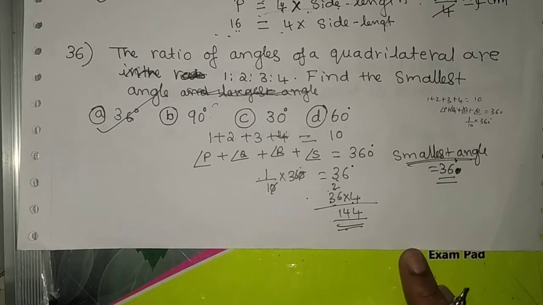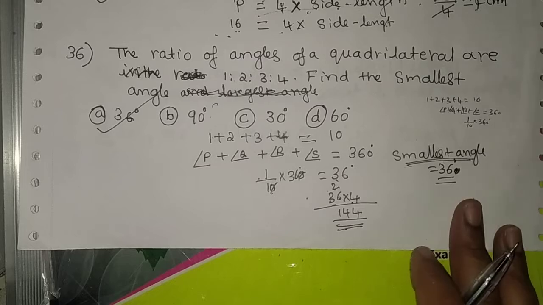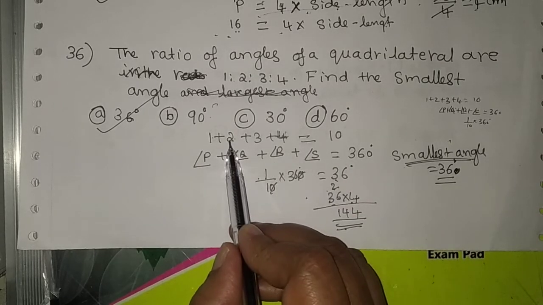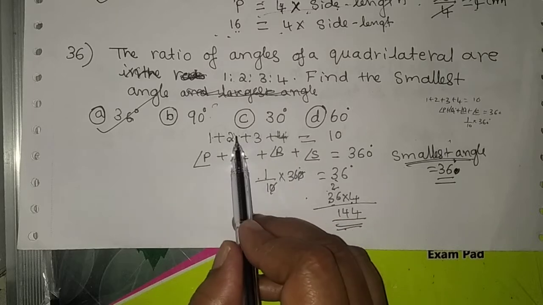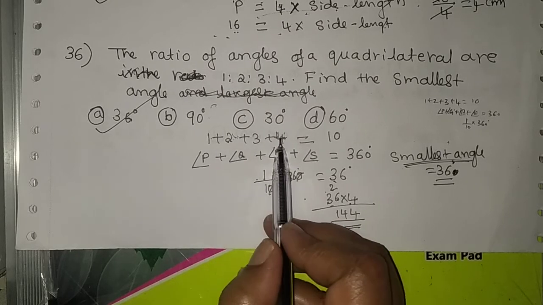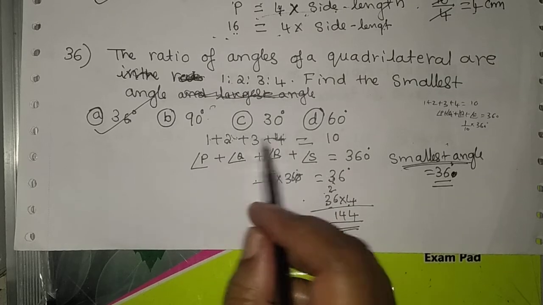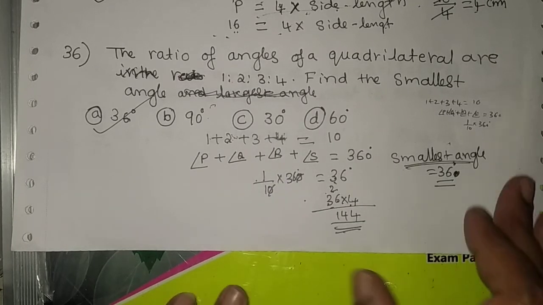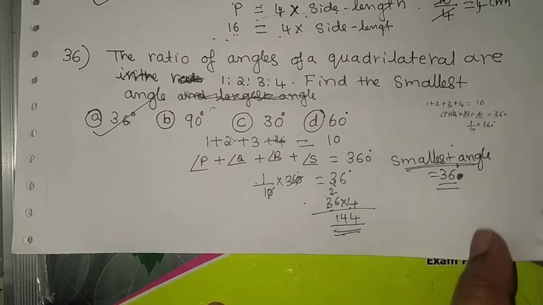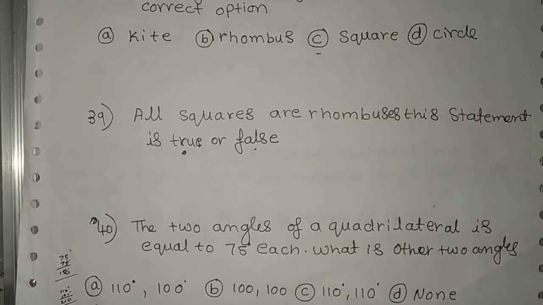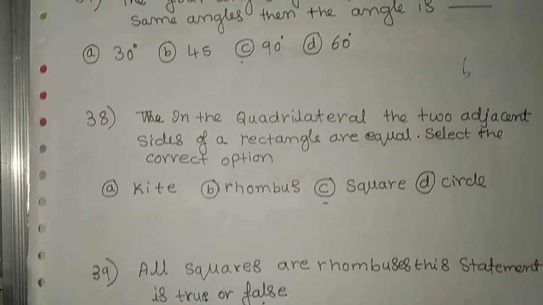So both in one question I have taught you all. If they ask for the largest, find it out, or for the middle, if it is 2, multiply 36 into 2. First find the smallest. Whichever they ask, just multiply this with the given number. So this is the 36th problem. We'll move on to the next one, that is the 37th problem.